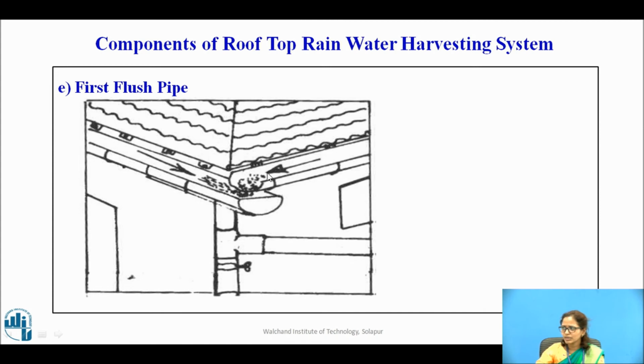So the water from the gutter will be passed on through the first flush pipe, and then the inclined pipe is provided, which is called the down pipe. So the valve is released over here, so that the water will be passed on through the down pipe, and whatever debris and silt or salt content is there in the water will be collected in the first flush pipe.